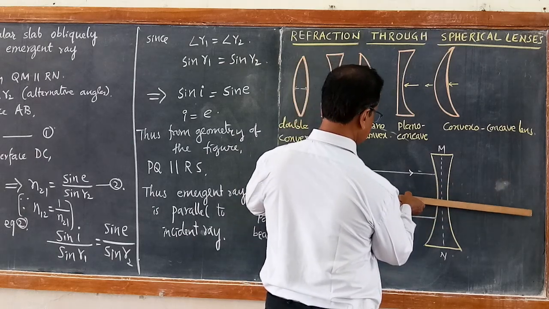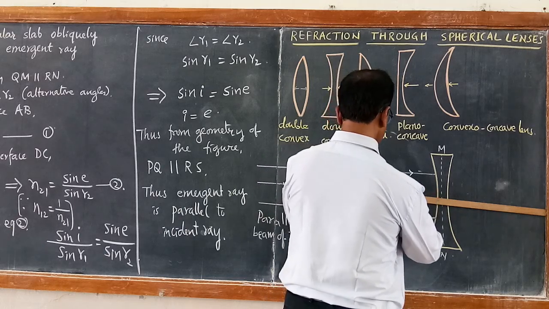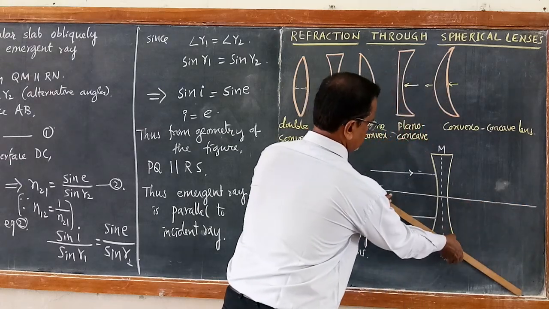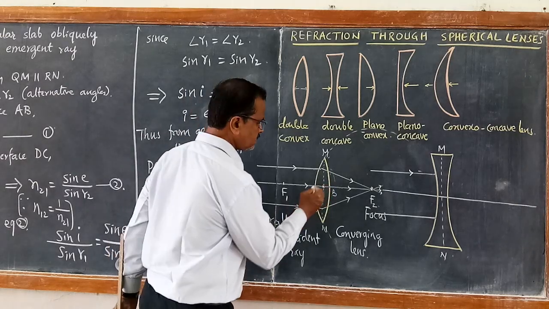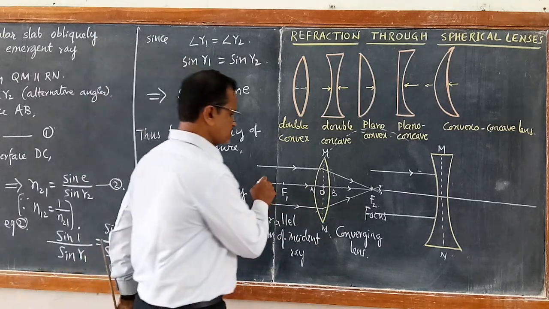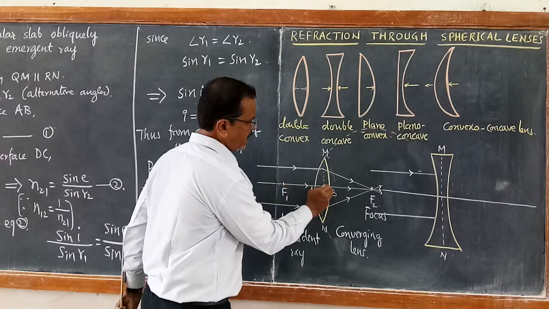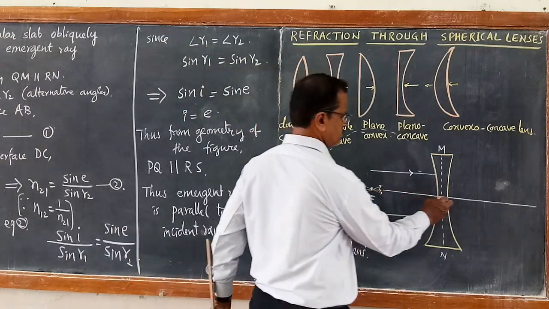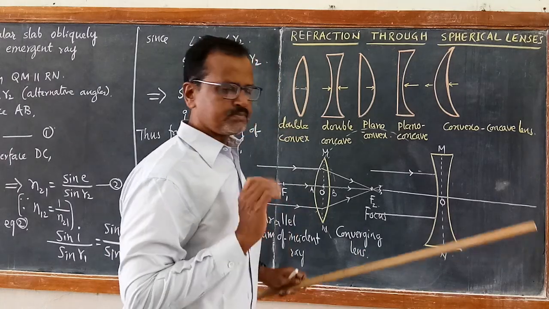Now, if you draw a principal axis, as I said earlier, the principal axis is the line which passes through the center of the lens. The center of the lens is called the optic center, and this principal axis also passes through the center of curvature, focus and the optic center. Such a line which passes through the focus, optic center and the center of curvature is called the principal axis.